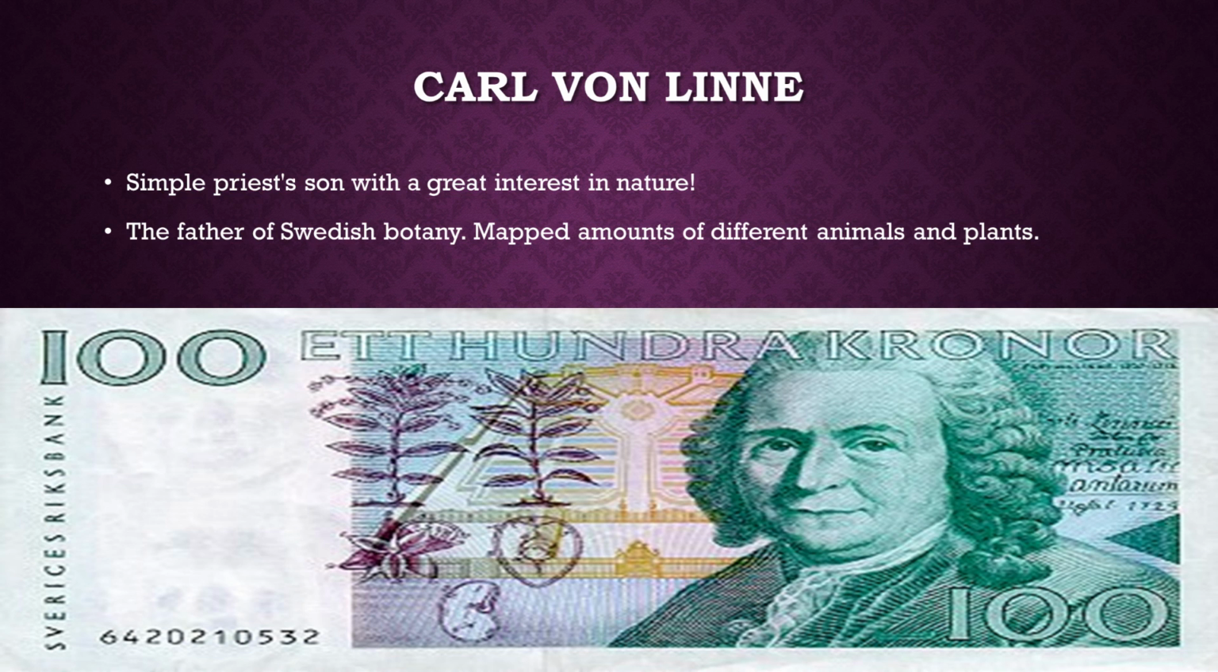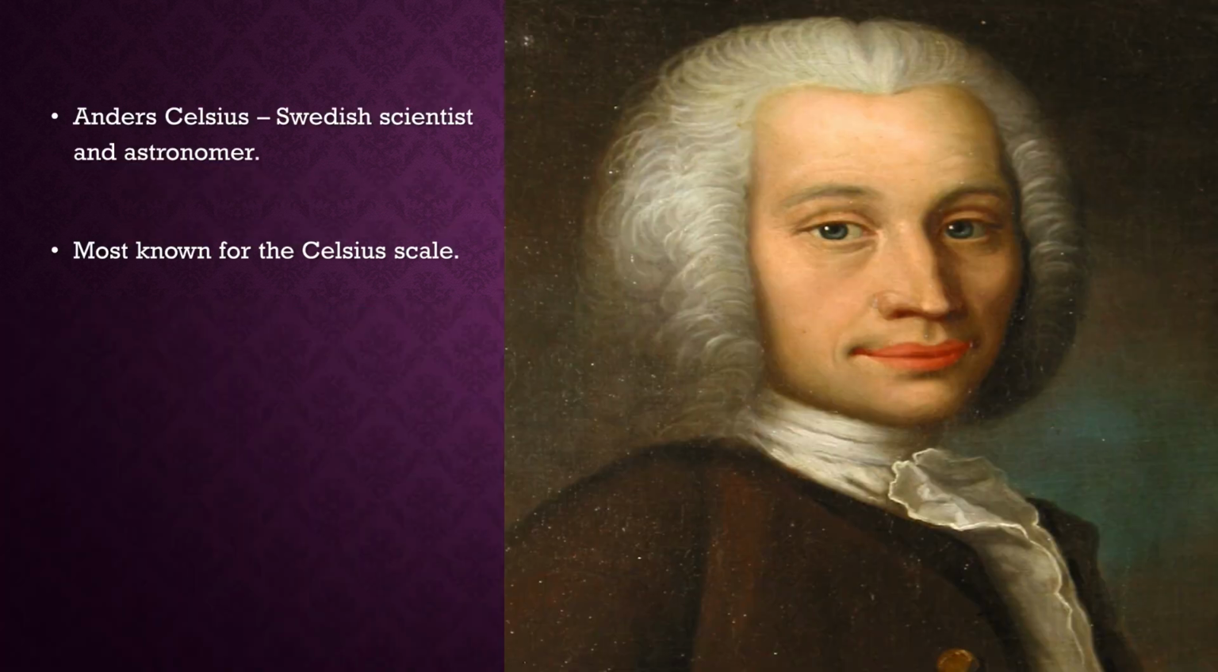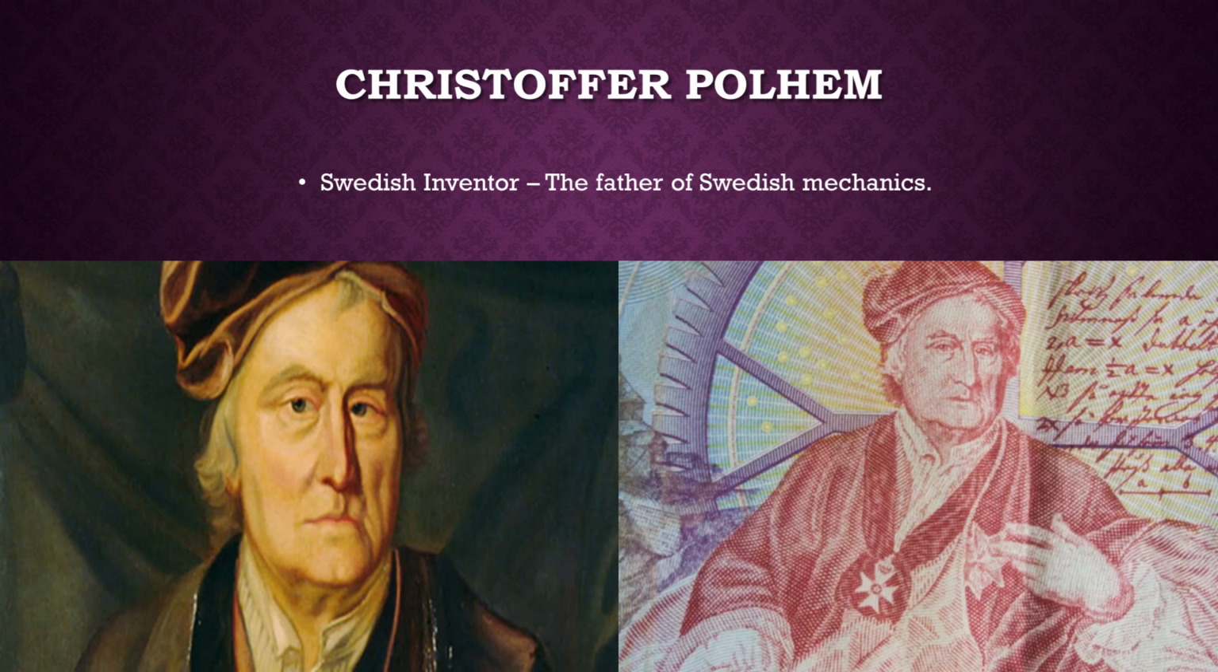Here are some famous Swedish scientists. Carl von Linné. He had a huge interest in nature, and he is also known as the father of Swedish botany. He mapped thousands of different animals and plants. Anders Celsius. He is mostly known for creating the Celsius scale. Christopher Polhelm, a Swedish inventor and also known as the father of Swedish mechanics.